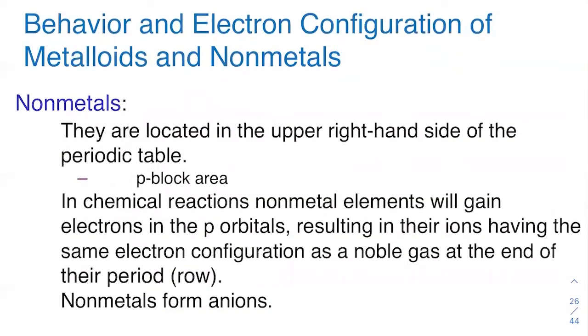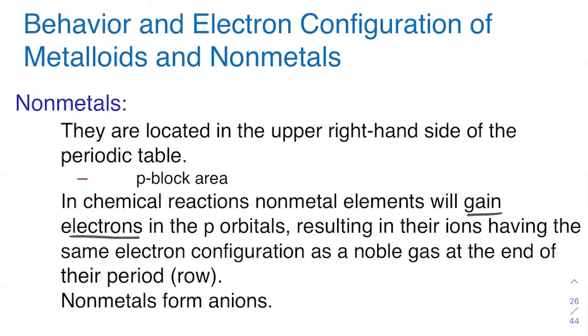For the nonmetals located in the p block, the upper right-hand side of the periodic table, in chemical reactions, nonmetals will gain electrons. And by gaining a negative charge, that's how they form anions. Their resulting ions also have a noble gas configuration. It's just the next noble gas configuration.